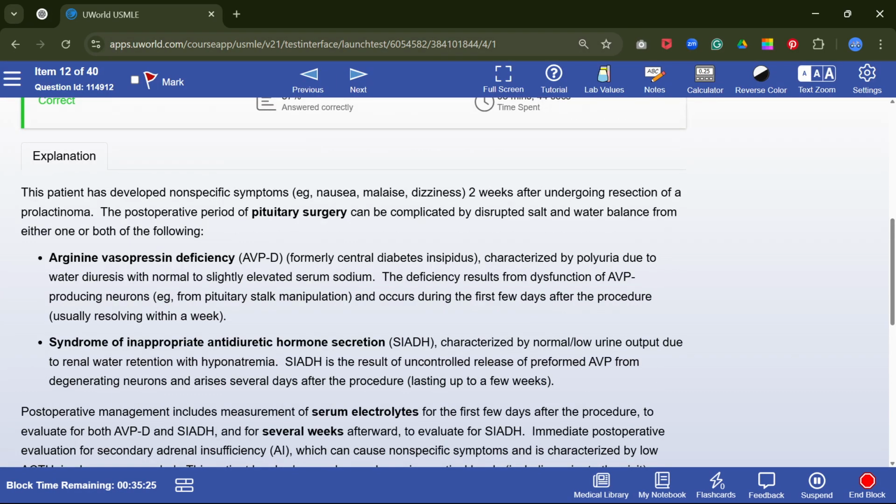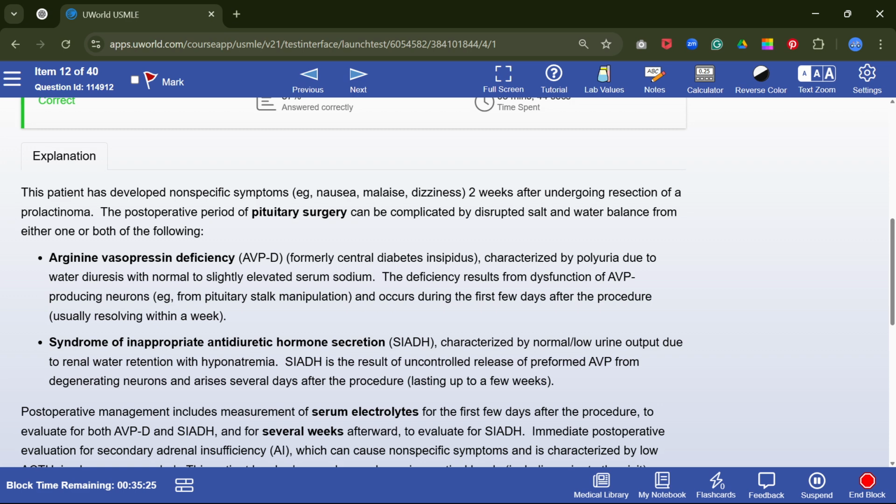Okay, this patient has developed non-specific symptoms like nausea, malaise, dizziness, 2 weeks after undergoing resection of the prolactinoma. Resection of the prolactinoma can be complicated.